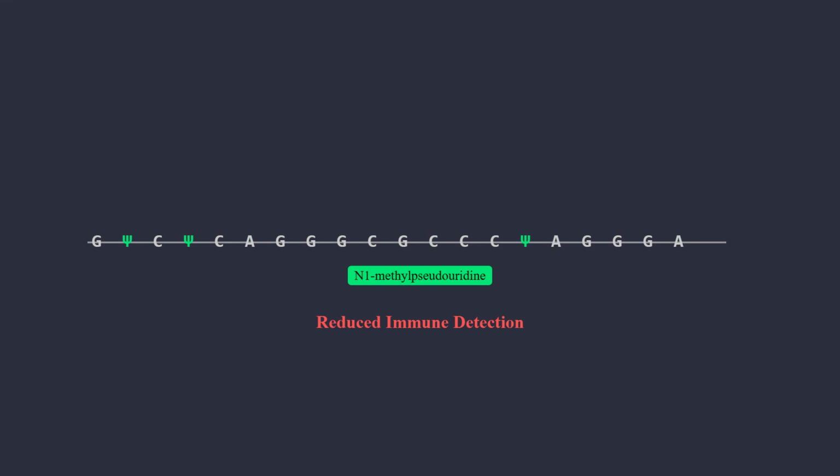This substitution significantly reduces recognition by innate immune sensors, specifically toll-like receptor 7 and protein kinase R. Reduced immune recognition enhances both the messenger RNA's stability and its translation efficiency. Structurally, the transcript requires a 5' cap structure and a 3' poly A tail. These essential elements protect the messenger RNA from degradation by cellular ribonucleases and facilitate efficient binding to the host ribosome machinery.